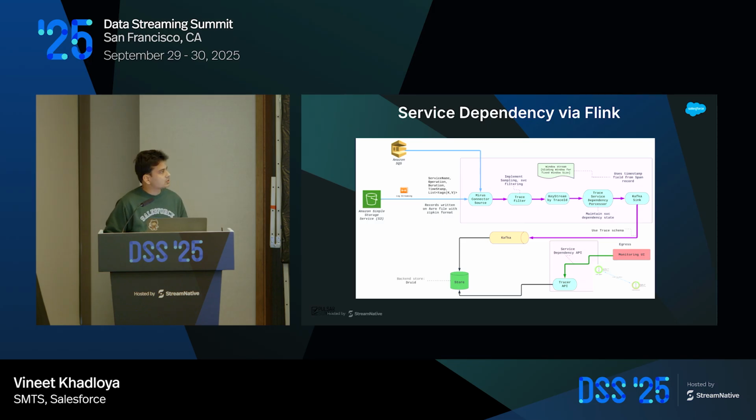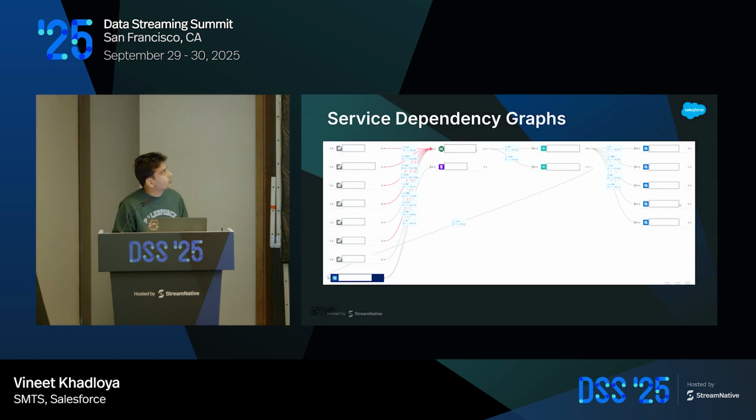But once the service dependency edges are generated, we write the data to a Kafka sink, from where it is written to Druid. We use Druid for our long-term storage and also for its ability to perform quick analytical queries. And our API layer is built directly on top of this, and this is what powers the UI. So this whole pipeline makes this service dependency graph possible.